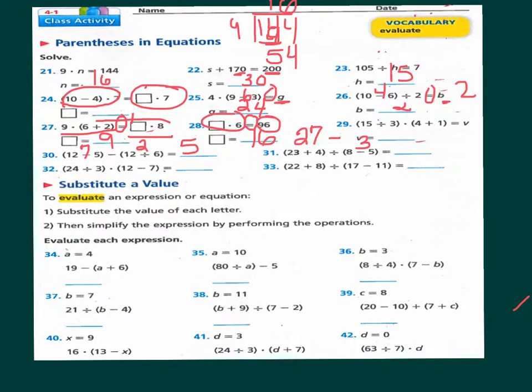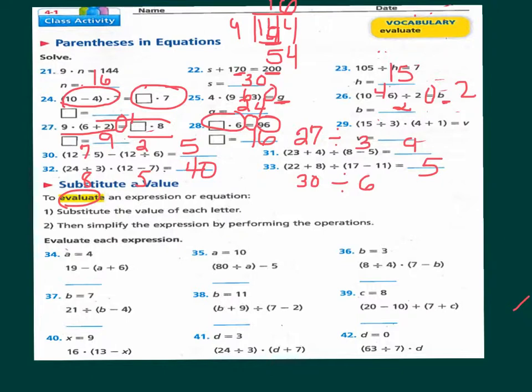What's 27 divided by 3? Good. 24 divided by 3 is 8. Times 12 minus 7 is 5. 8 times 5 is? That's right, it's 40. 22 plus 8 is 30. 17 minus 11 is 6. What is 30 divided by 6? 5. Nice job.